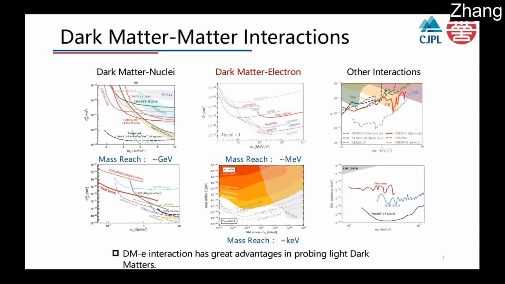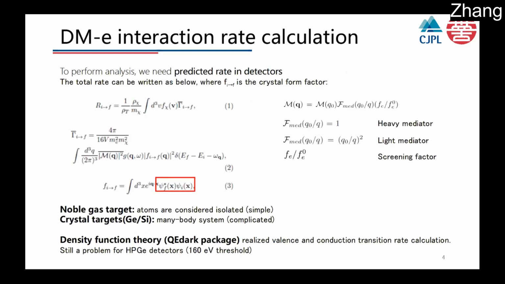There are also some other interactions being studied, but that is not today's topic, so we just move on. If we want to utilize this dark matter electron interaction paradigm, what do we need? The first thing we need is the predicted rate in detectors, because we can compare it with the experimental data. So how do we do this calculation? This is how we do the calculation, and the most important part is the form factor here, which involves the wave functions of the final and initial states of the electronic states in the atom.